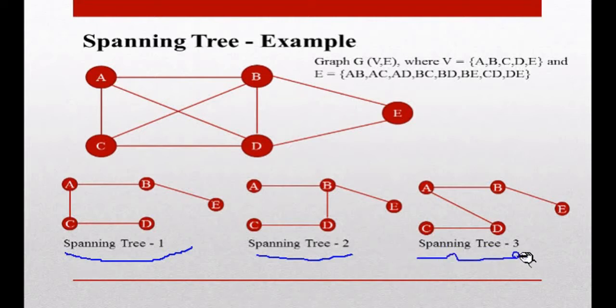Likewise, we have the third spanning tree. So how many spanning trees can we derive? At least intuitively we can say that we can have multiple spanning trees for a given graph. In this case we have 3, and in fact we can draw more. For this example we may be able to draw multiple spanning trees. So the point to be noted here is that we will have multiple spanning trees for a given graph. It is a very likely possibility.